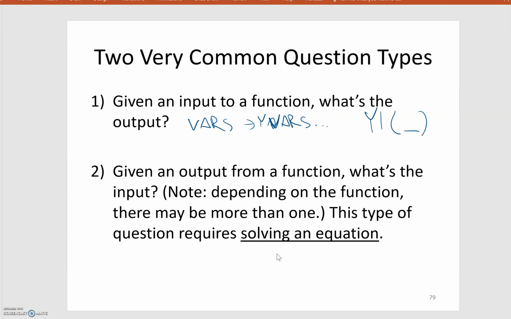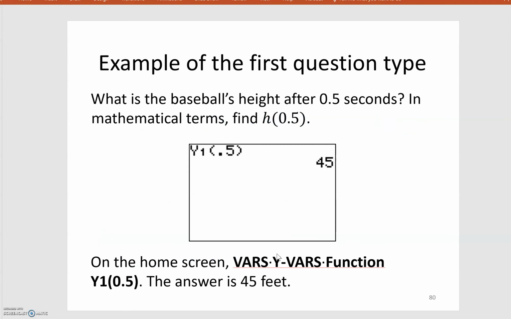For question 2, we use the calc intersect procedure. There's a whole slew of buttons that go along with that, but they all center around using calc intersect. These question types are common enough that they deserve to be named and given a little extra attention. So there you go. Okay.